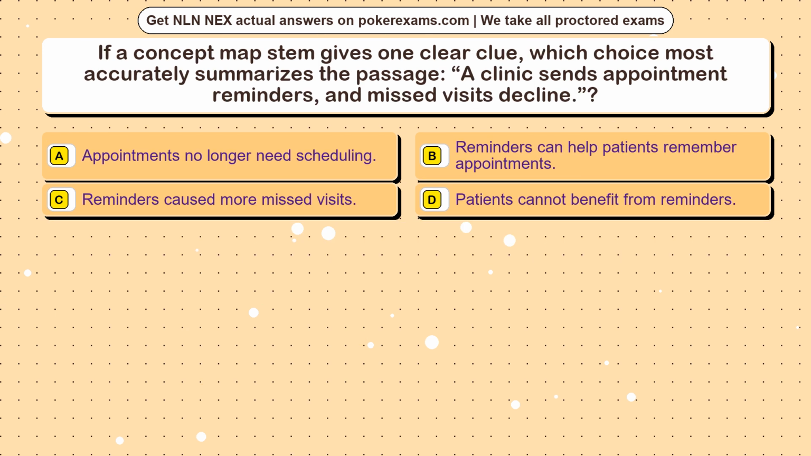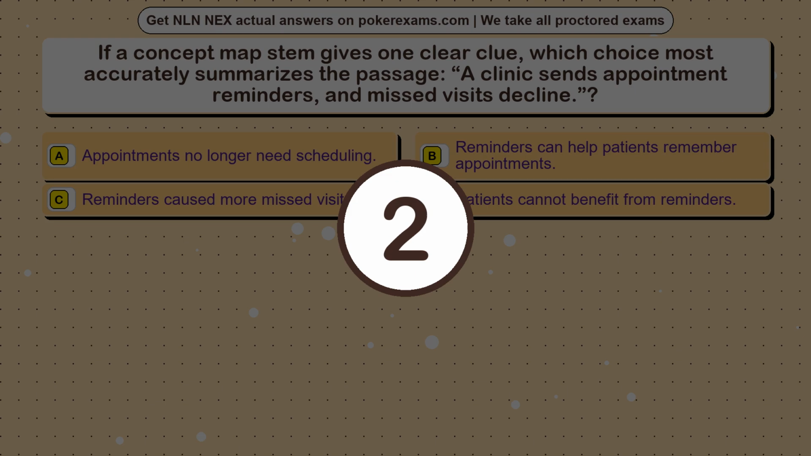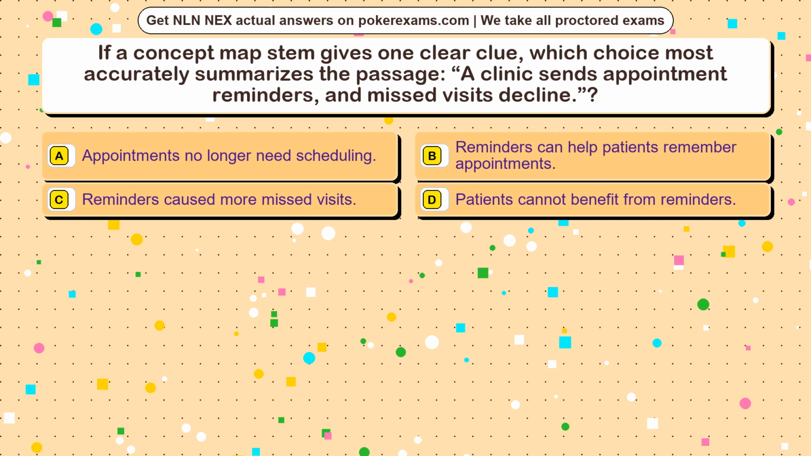Question 4. If a concept map stem gives one clear clue, which choice most accurately summarizes the passage? A clinic sends appointment reminders, and missed visits decline. Option A, appointments no longer need scheduling. Option B, reminders can help patients remember appointments. Option C, reminders caused more missed visits. Option D, patients cannot benefit from reminders. The correct answer is option.